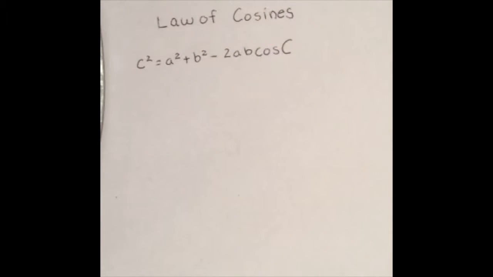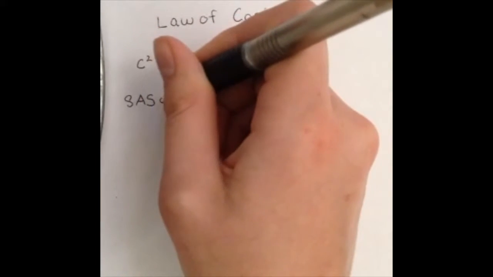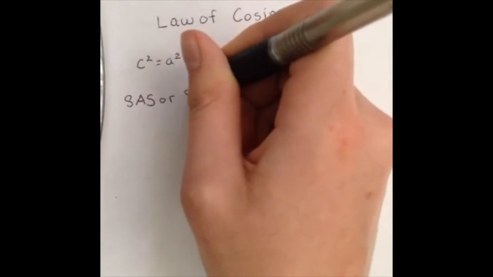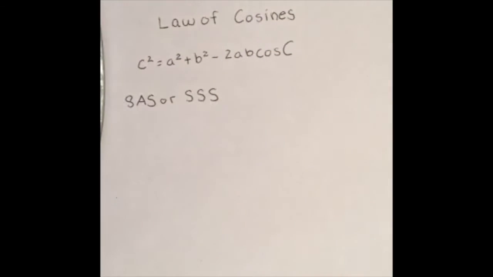The law of cosines is used when we know two sides of a triangle and the angle in between, so side angle side, or when we know three sides of a triangle, also known as side side side. It can be used in any triangle and not just a right triangle.